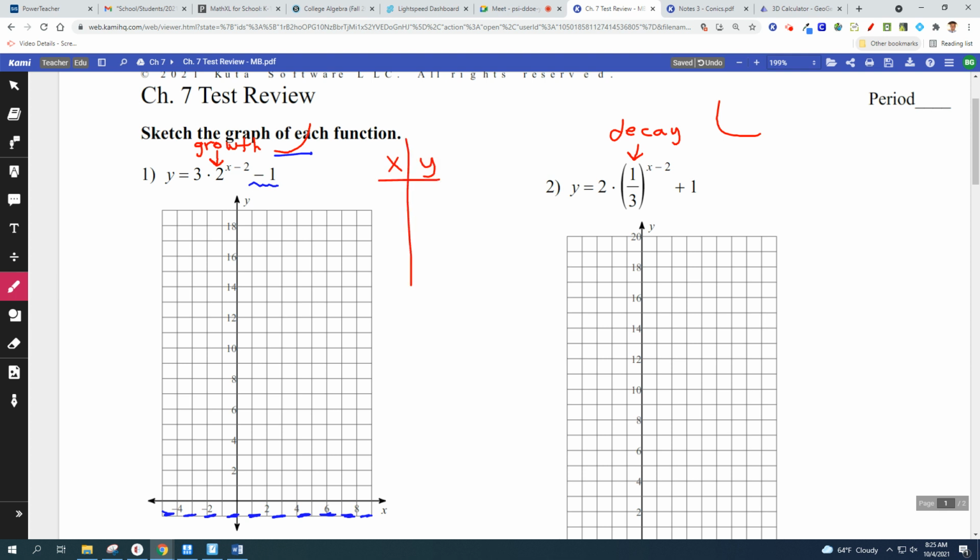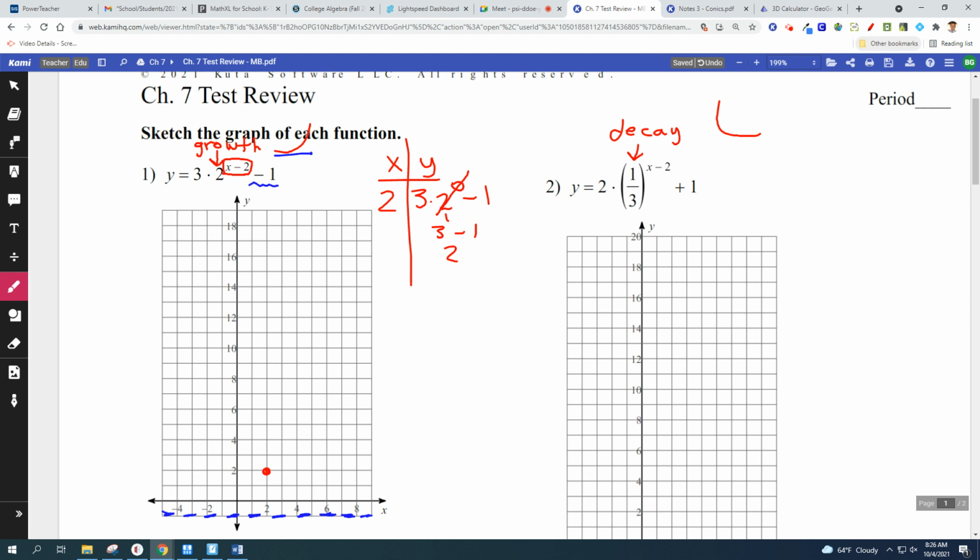For example, if you look at this exponent, x minus 2, a lot of the times the easiest thing you can do is plug in the number that would make that exponent equal 0. So I think 2 is going to be a very good number to plug in because 2 minus 2 is 0. If you plug that in, 3 times 2 to the 0 minus 1. Well, 2 to the 0 is 1. So you have 3 times 1 is 3, minus 1 is 2. I know this graph goes through the point 2, 2. Right there.